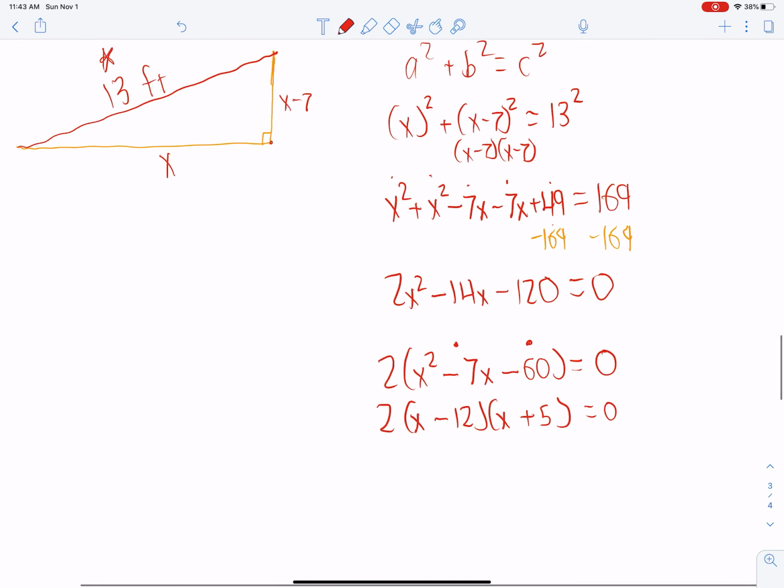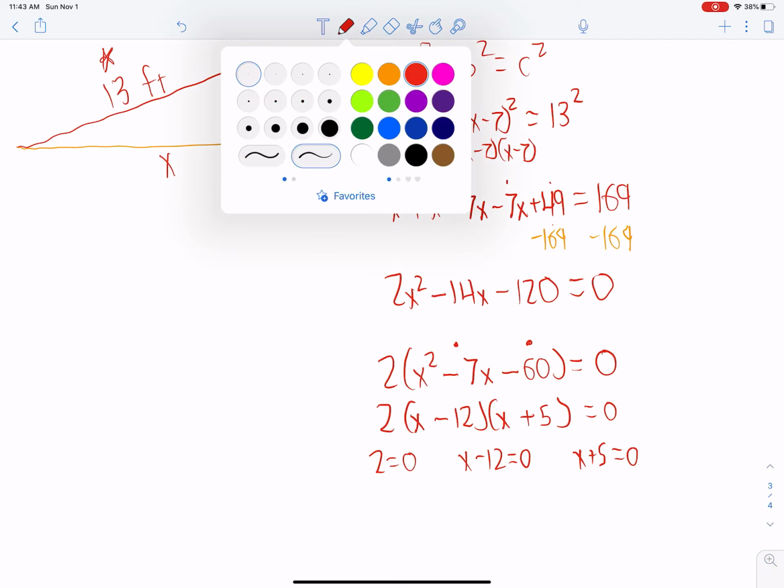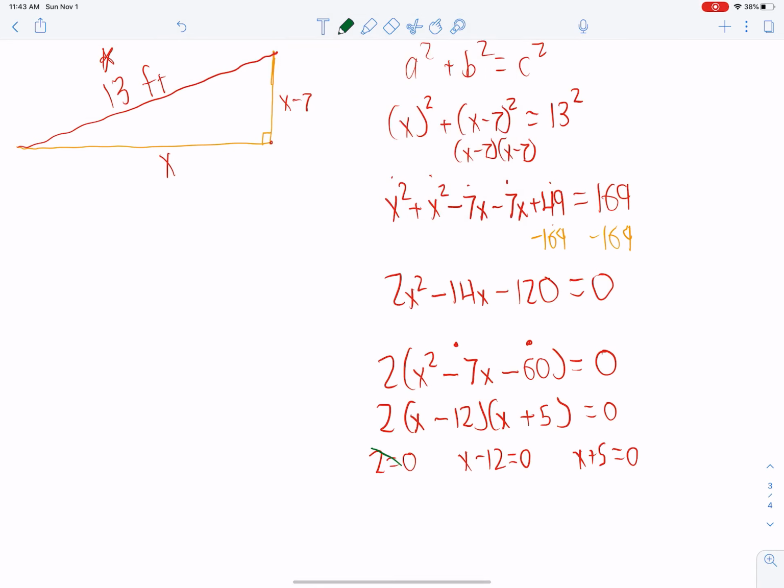So here, setting these factors equal to 0, we have 2 equals 0, x minus 12 equals 0, x plus 5 equals 0. There's no variables in that first equation, so we can just ignore it. The next one, you would add 12 to both sides, and we get x equals 12. The last one, you subtract 5 from both sides, we get x equals negative 5.